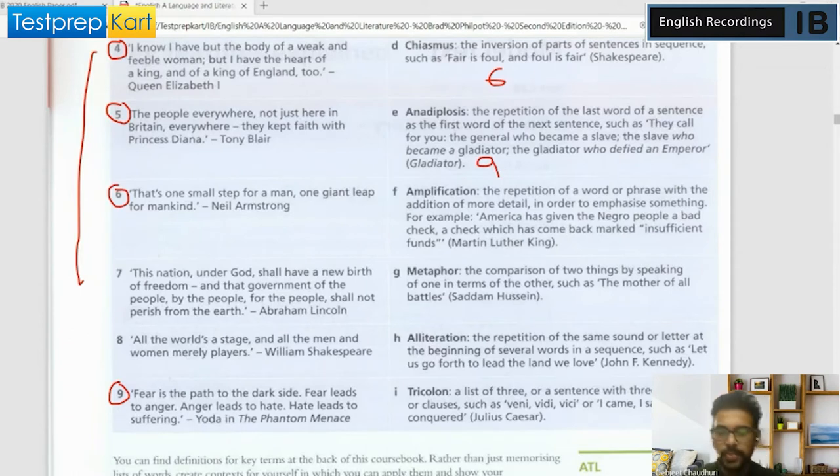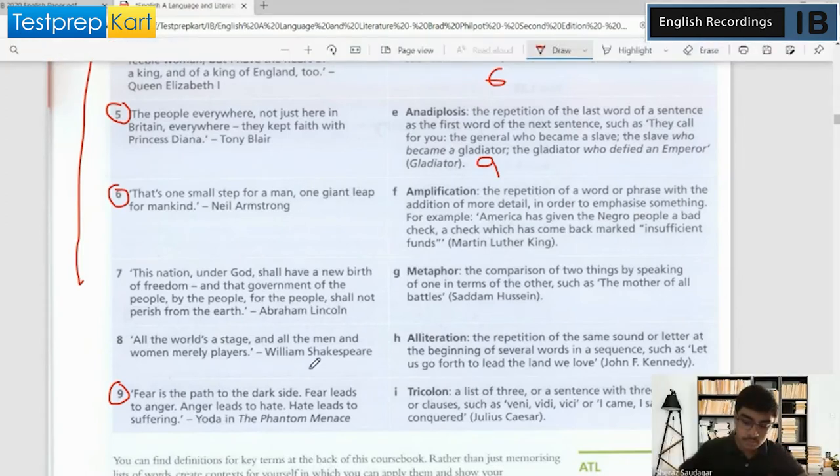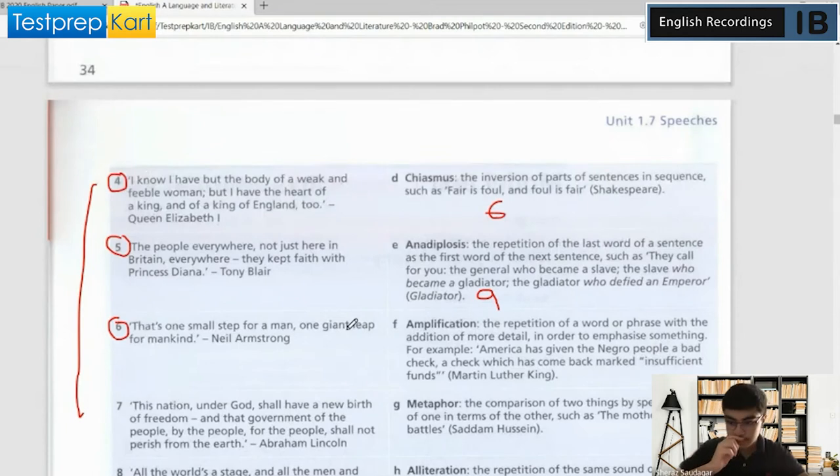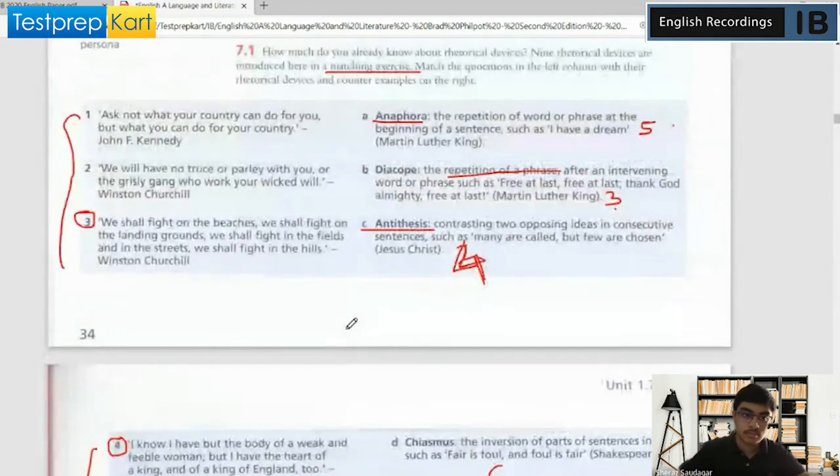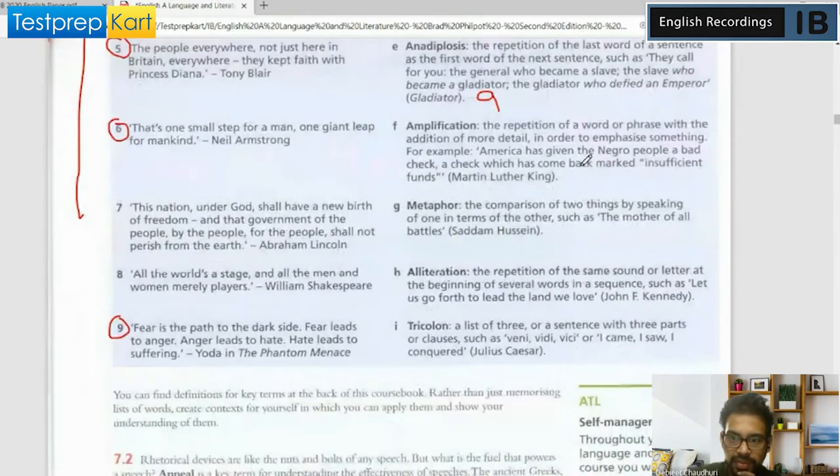Amplification: the repetition of a word or phrase with the addition of more detail in order to emphasize something. America has given the Negro people a bad check, a check which has come back marked. Okay. This one, option one, is an amplification.